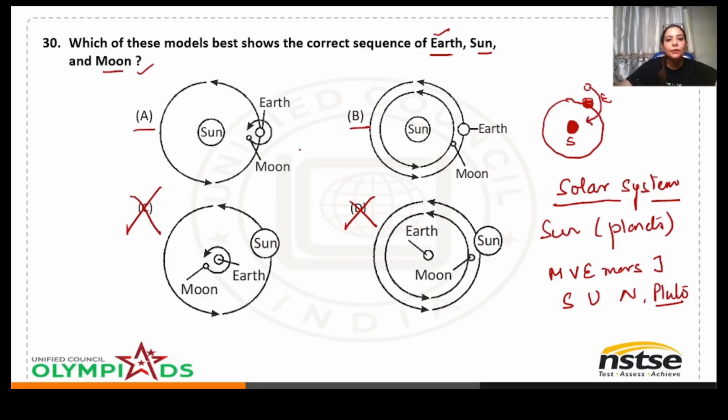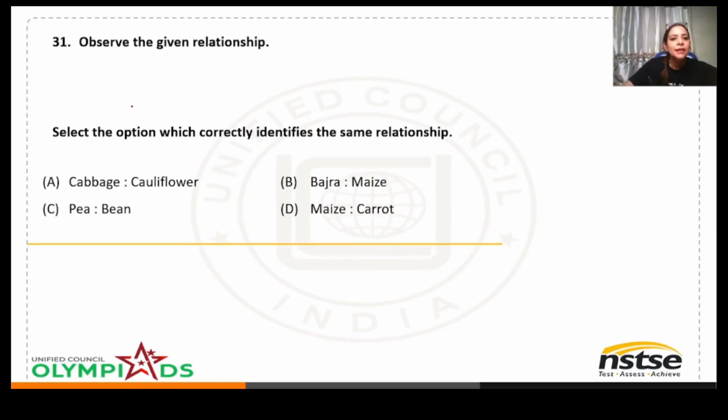So in the figures out of A and B, in both the Sun is in the center, Earth moving around the Sun. So here Earth is moving around the Sun, okay, and Moon must be orbiting around the Earth. So here you can see that Moon is moving around the Earth, and here Moon is in some other orbit. So that means this one is incorrect and option A is correct. So which option is correct? Option A. Next question. Observe the given relationship.